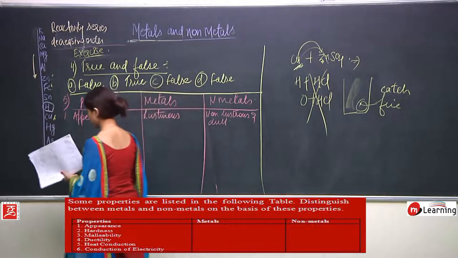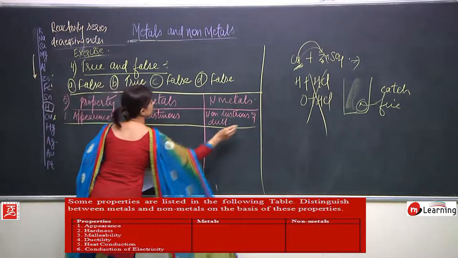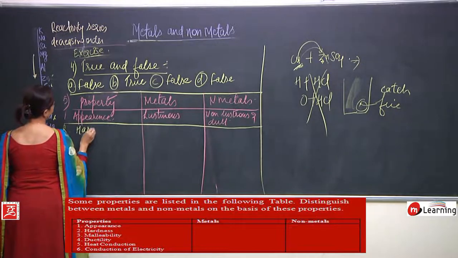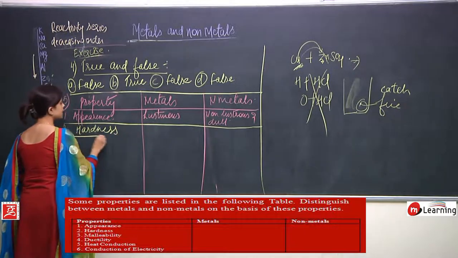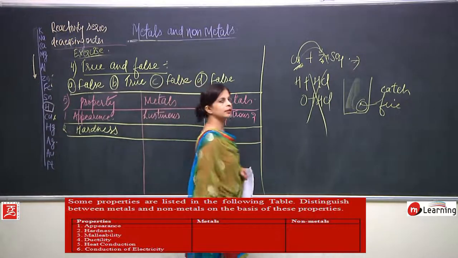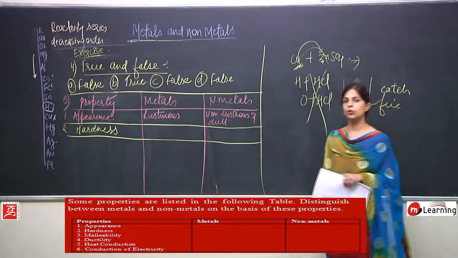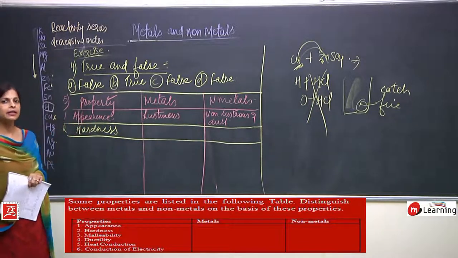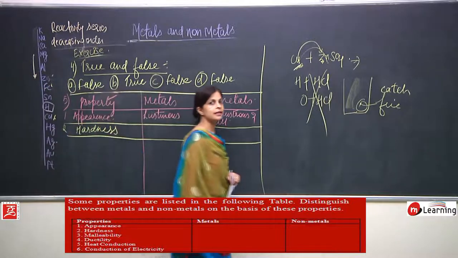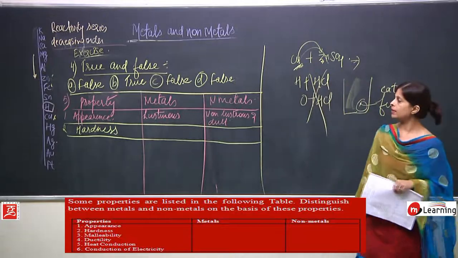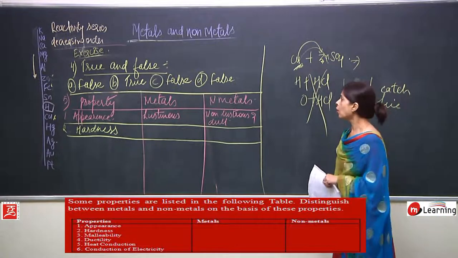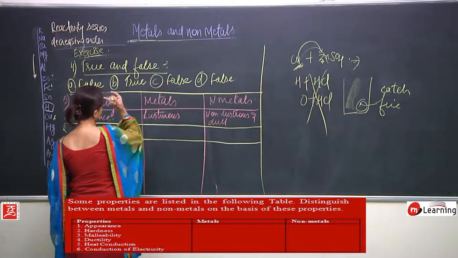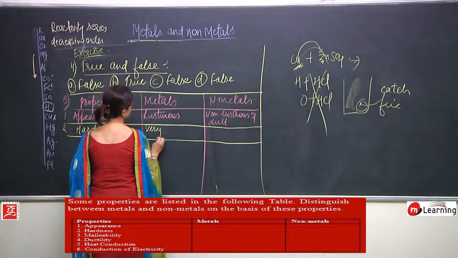Yes. Now the second is hardness. We have discussed much about this: hardness depends upon density, and density depends upon how closely the atoms are packed in a substance. If they are closely packed, the density will increase, and if density increases, the hardness will increase. Now, when we talk about metals and non-metals, are metals closely packed? Are metals harder or non-metals? We all know metals are very hard.